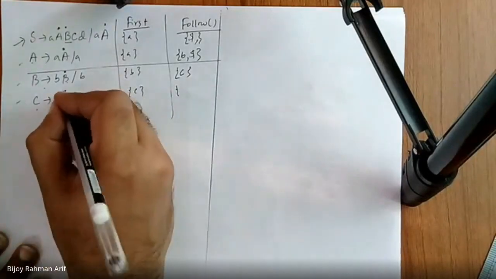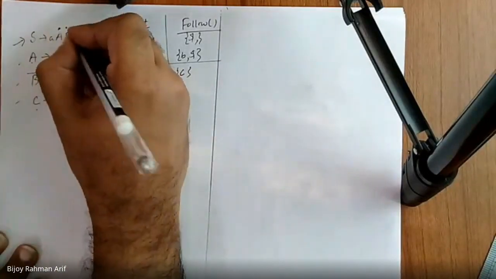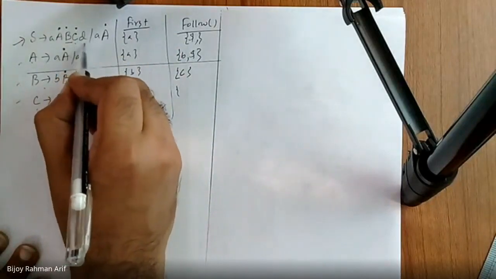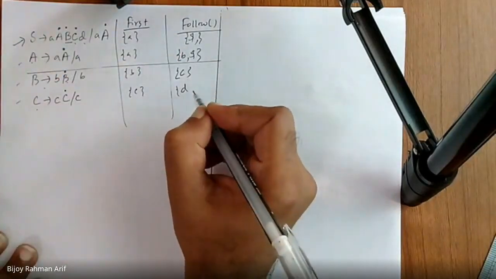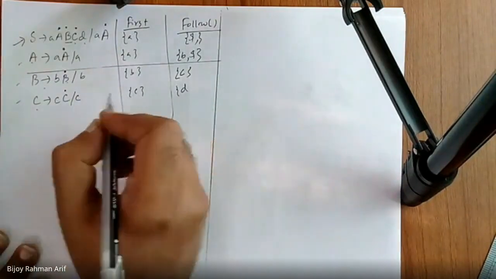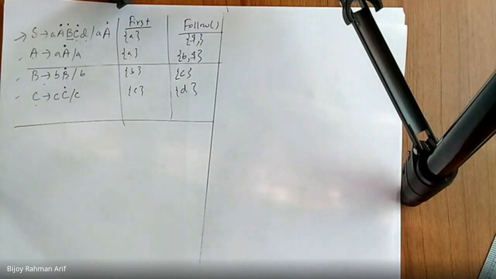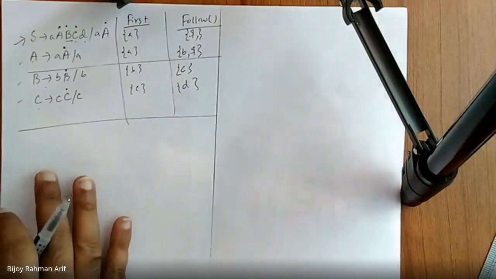Now let's go to here. C appears here and here. For this one, what is follow of C? There is a terminal directly, so D. Now in this product, follow of C is nothing but follow of C. We are done. Did you get it? Yes, sir. Okay, all right.